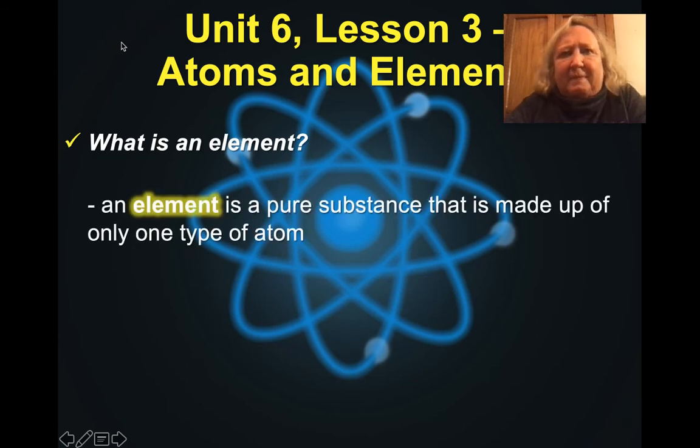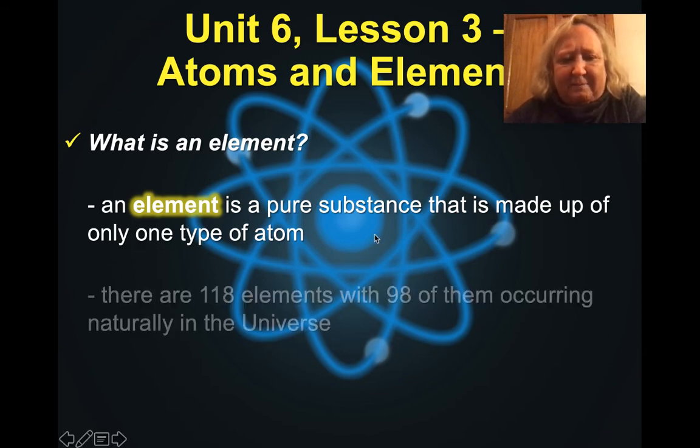All right. Now we're going to look at the thing called an element. It is a pure substance, meaning it's only made of one thing. So there's not hydrogen and oxygen in it. If we're talking about hydrogen, there's just hydrogen. That is an element. It is made up of only one type of atom.